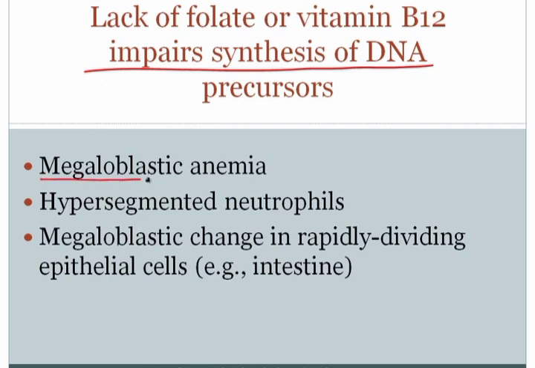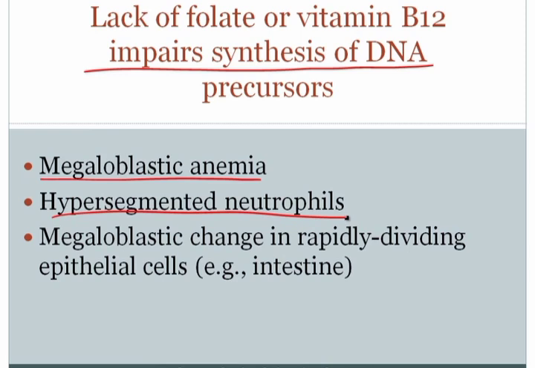We'll get a megaloblastic anemia with macrocytic red blood cells with an MCV greater than 100. Also characteristic of vitamin B12 or folate deficiency will be hypersegmented neutrophils. Hypersegmented neutrophils refer to neutrophils that have greater than 5 lobes. Now normally the nucleus of the neutrophil has anywhere from 3 to 5 lobes, and greater than 5 lobes indicates that we're dealing with a hypersegmented neutrophil.